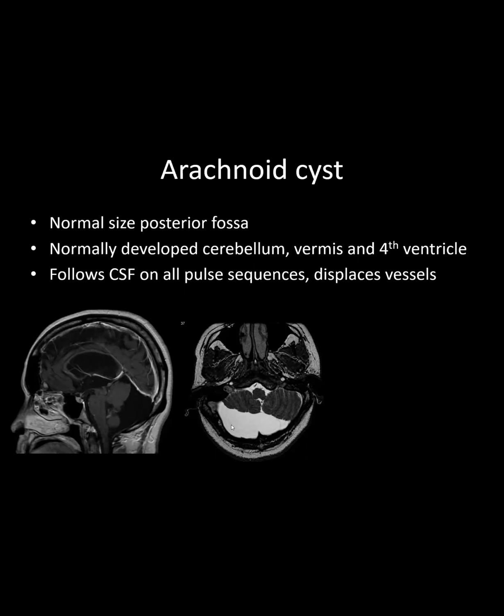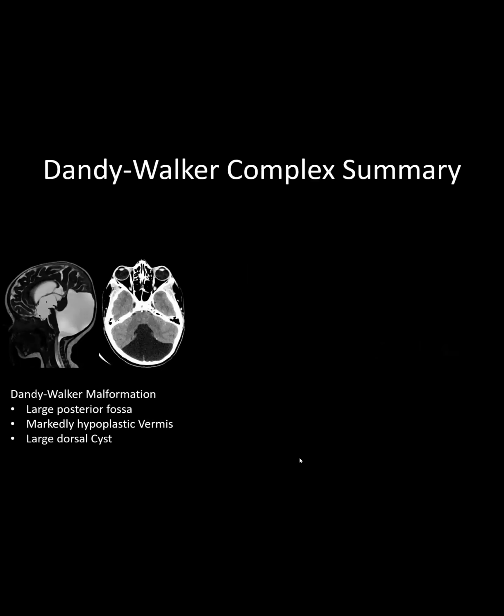Let's say it does restrict. What would you think of instead of an arachnoid cyst? What cyst that classically happens at the cerebellopontine angle cistern restricts? Begins with an E? Epidermoid. So this is an arachnoid cyst that's not restricting.